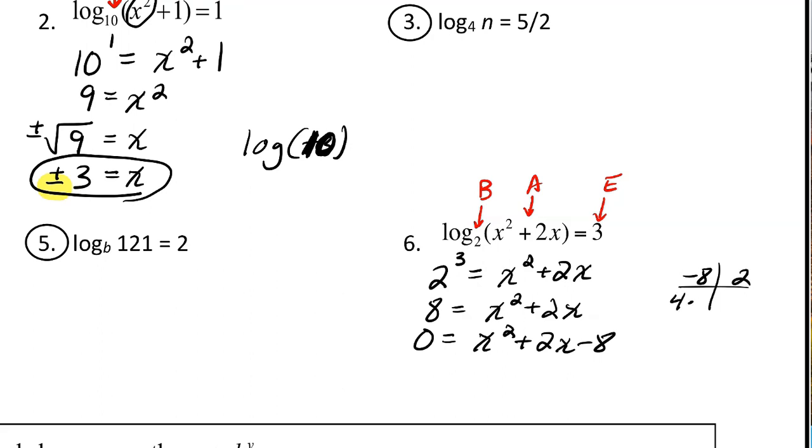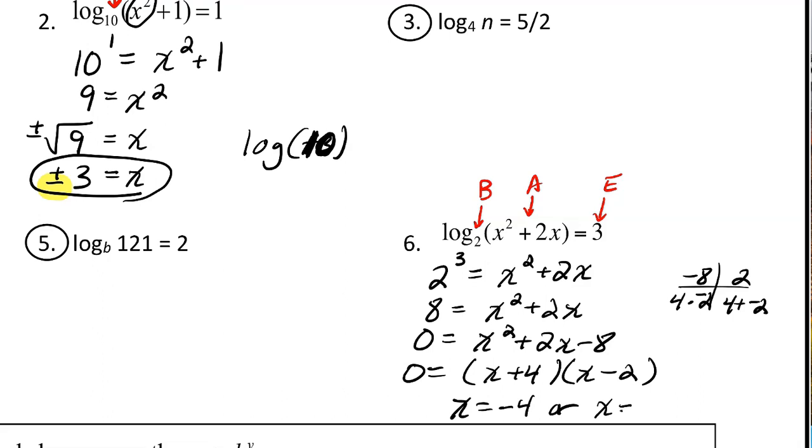So 4 times -2, 4 plus -2. Looks like we would factor it to be x times x is x squared, plus 4, minus 2. So we would get two possible answers: x is -4 or x is +2. Plugging these in to the original equation here, we just want to make sure we don't get a negative number.